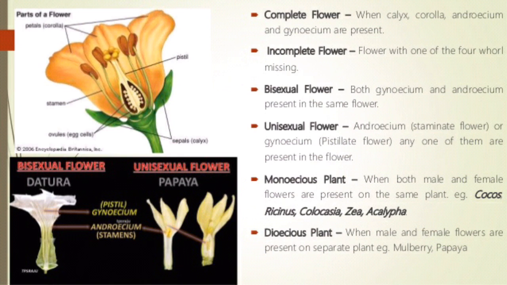Means if androecium is present, means the male sex organ is present, that flower is a staminate flower. If the female sex organ gynoecium is present, that is a pistillate flower.